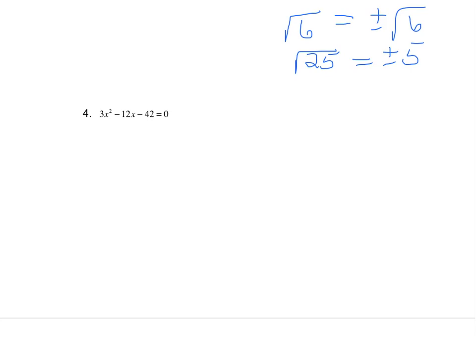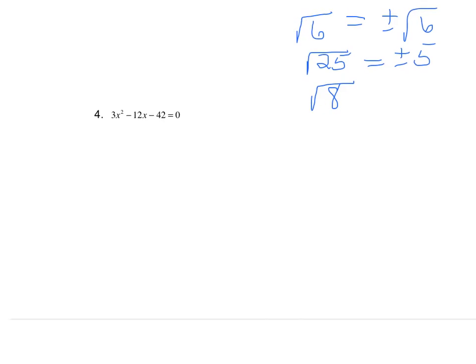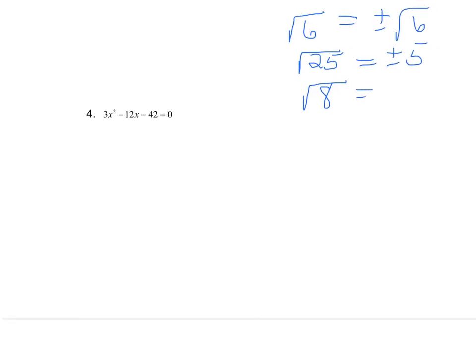Well, if we end up with, let's just say, radical 8, square root of 8, we can simplify radical 8 because one of the factors of 8 is a perfect square. It's 4 times 2, 4 being the perfect square. The square root of 4 is 2, and the 2 stays under the radical because it's not a perfect square. So we would end up with plus or minus 2 radical 2. So if you can simplify that radical, you really need to do so.